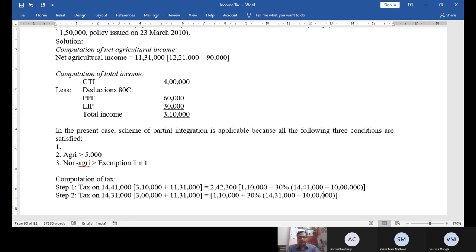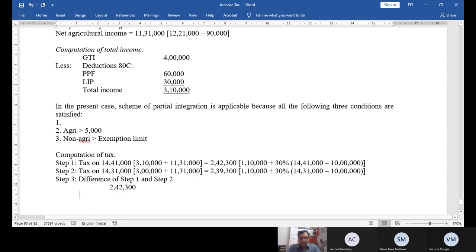It will be 239,300. What is step 3? If you remember, the difference is the tax. That's it. So what is the difference of step 1 and step 2? The difference is how much?